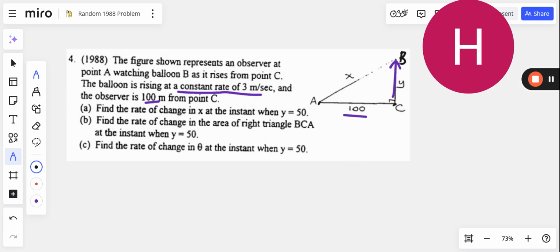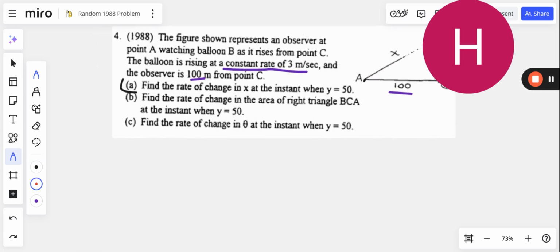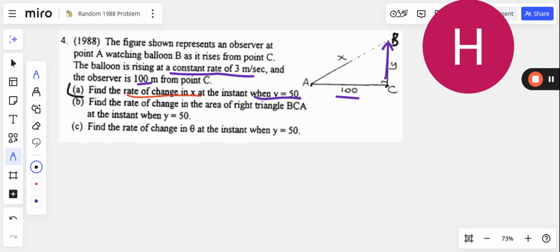Makes sense. So first we want to figure out the rate of change in x. Where is x? x is this hypotenuse. So we want to figure out the change in the hypotenuse. All right, this all sounds very right triangle, right? Hypotenuse. And we're trying to find the rate of change of that. So we can call that dx/dt. And they give us a moment. So when it's at 50 feet, or 50 meters rather, above the ground.